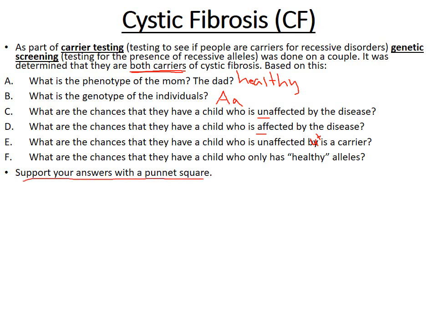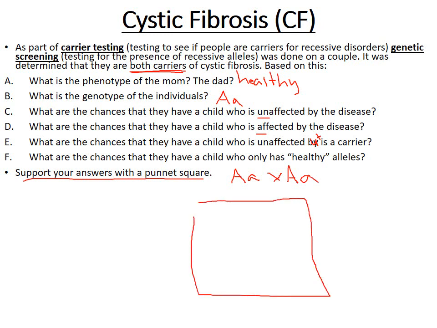So let's first write out what our cross is. We have a parent that's a carrier, another parent that's a carrier, so mom and dad. We'll make our Punnett square, and we'll put our gamete alleles at the top and side, so big A, little a, big A, little a. Now, remember, this is a monohybrid cross with heterozygous individuals.